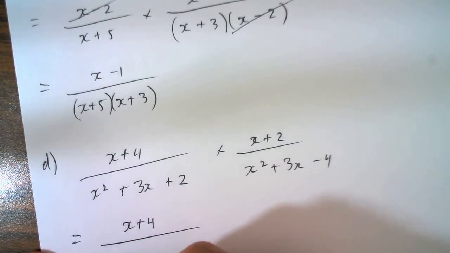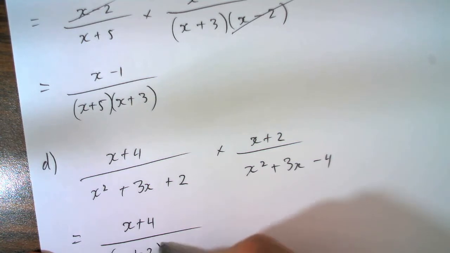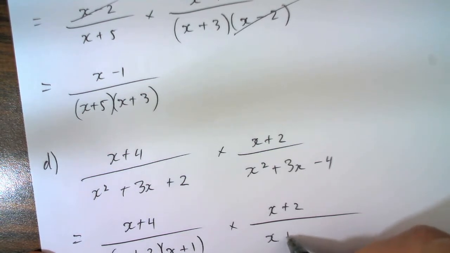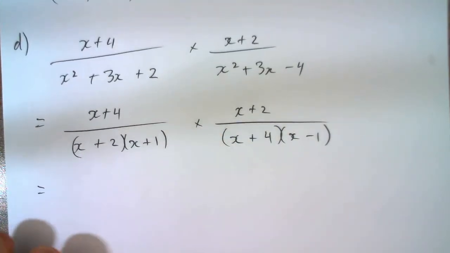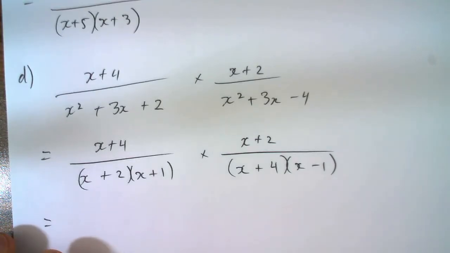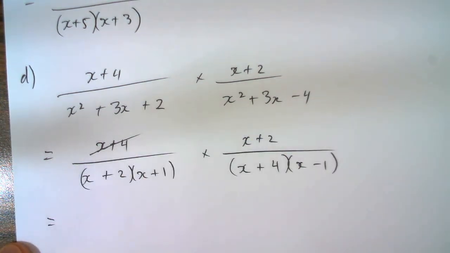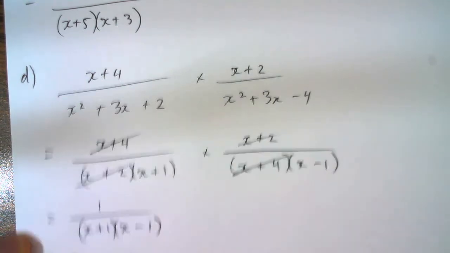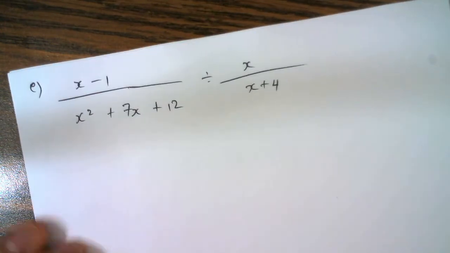We have two trinomials. We're going to factor both of them. And just like before, we can pick out factors, pairs of factors that are in the numerator and denominator. And then we're left with this expression. Here we're doing division.